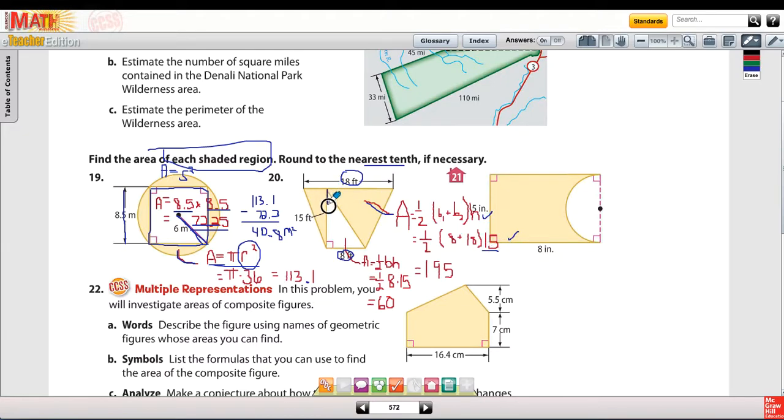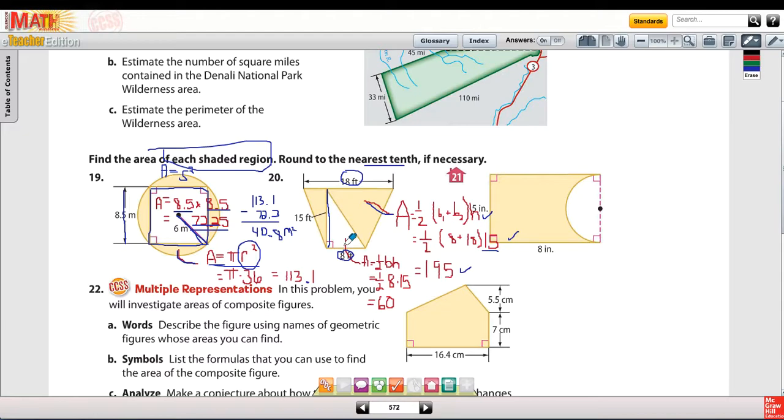In this case, the height is labeled on the triangle, but it's also the height of the trapezoid. When you take 8 plus 18, you get 26. 26 times 1/2, or 26 divided by 2 is 13, and then 13 times 15 is 195. Completely fine if you use a calculator as long as you're showing those steps.